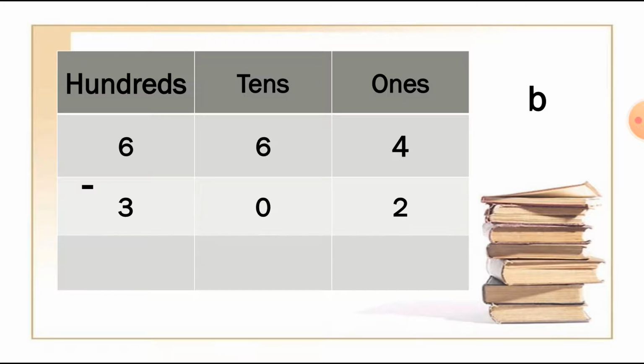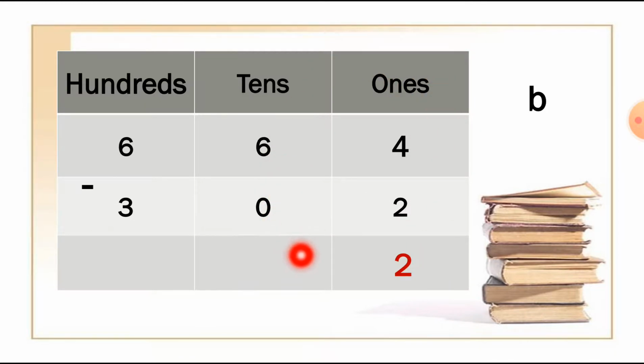Okay, now let's start solving this with the ones column, as we always start with the ones column and also with the right side. So here 4 minus 2 is equal to 2. We have to cut this 2 number from this 4. So if we cut 2 from the 4, we get the answer 2 only. Now ones column is complete.